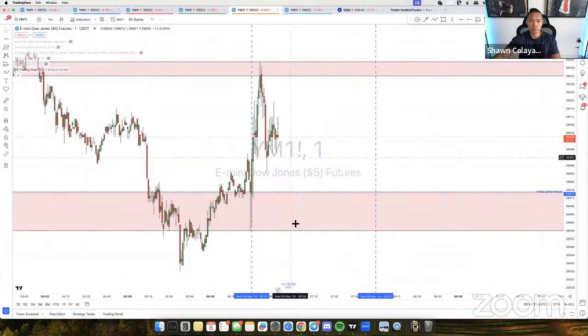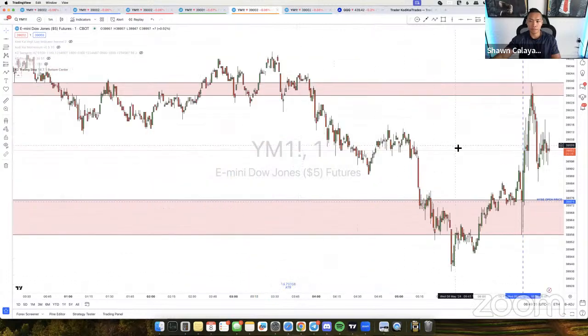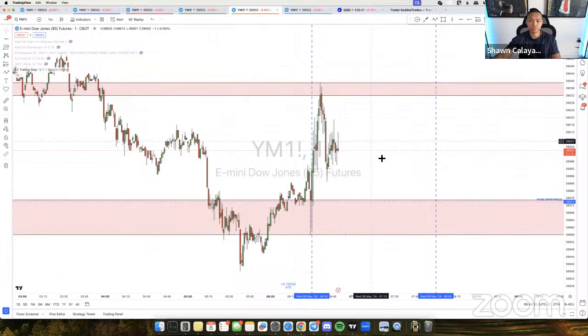Looking over here on our clean chart, you guys can see that price is still within the range. There's nothing really going on here. I drew this range for you guys here on market open, and price is pretty much just sitting in between this area, just like we discussed.